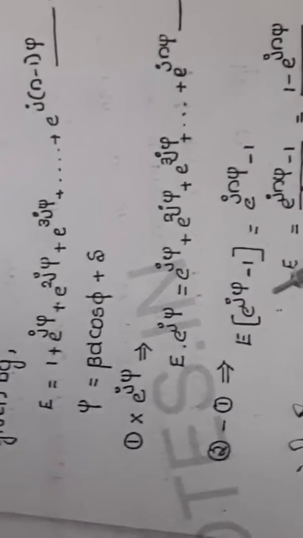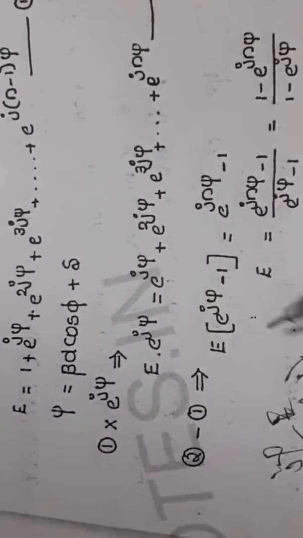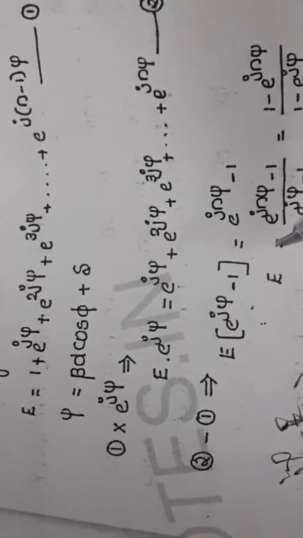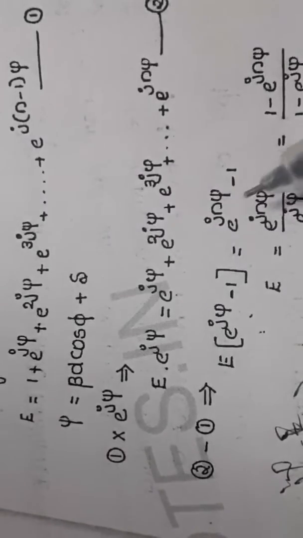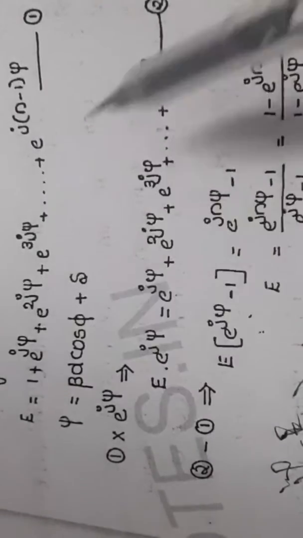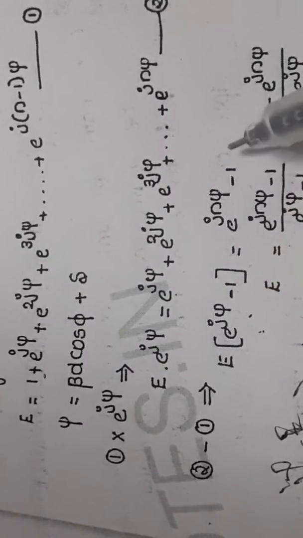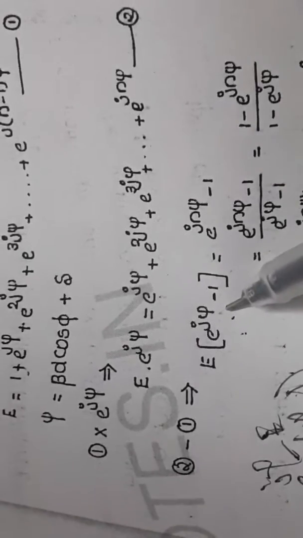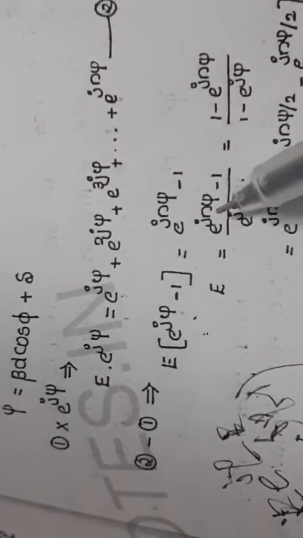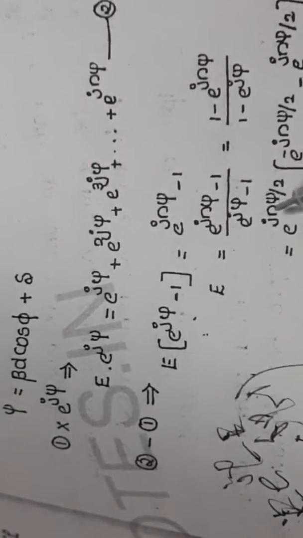Just to observe that. Here you take E times (e^{jψ} − 1), which is equal to... the n terms are there, all will be cancelled, only the first and last are left. That means e^{jnψ} − 1. Therefore, E equals, this term should be shifted to the right side, then it is (e^{jnψ} − 1)/(e^{jψ} − 1).